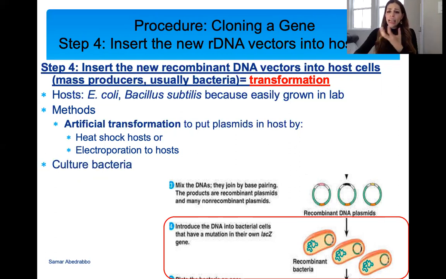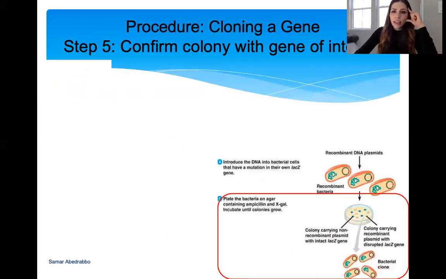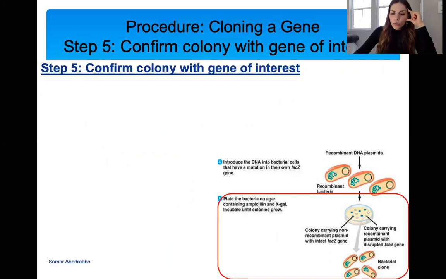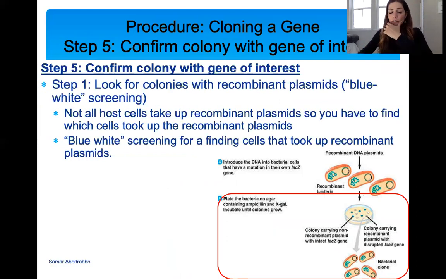And then once you get your recombinant DNA in the bacteria, you're going to culture the bacteria. Culture, again, is a fancy word for actually grow the bacteria. Once you grow the bacteria, you hope that they took up your recombinant DNA, but you want to make sure that they actually have your gene of interest. So you have to confirm that they have your recombinant plasmid.